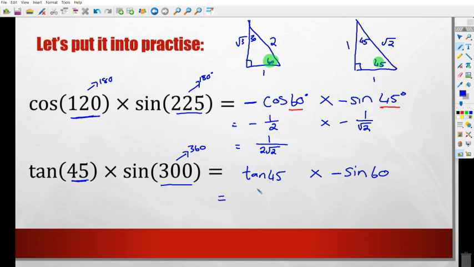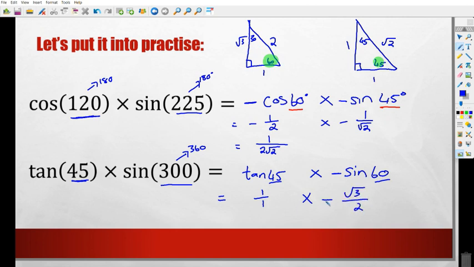So now let's look at this. Now I've got special angles. Nice, I know the 45, I know the 60, I know where that goes. I've got my special triangles there at the top. So tan of 45, looking at the 45, tan is opposite over adjacent, which is just 1 over 1, multiplied by negative sine of 60. Here's the 60. Sine is opposite over hypotenuse. So square root of 3 over 2.